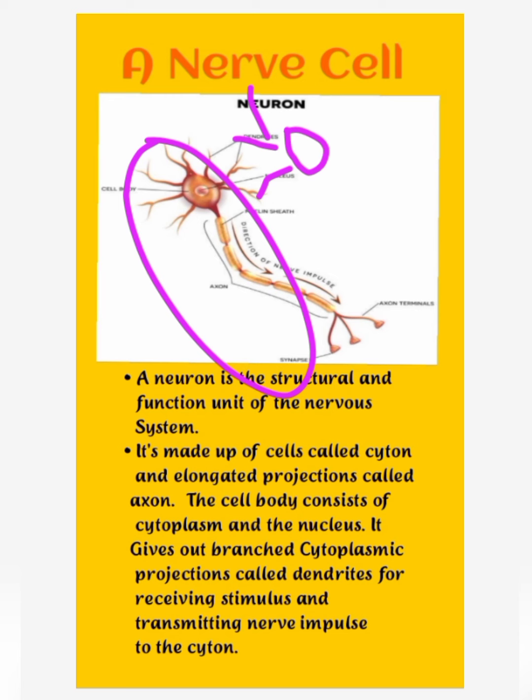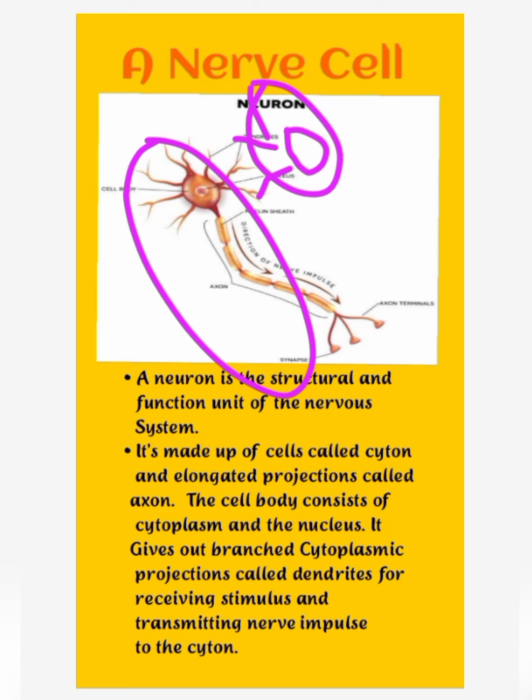So what they do is they receive the nerve impulses from another neuron. Like this is the other neuron, this is the other neuron, and this neuron receives nerve impulses from this neuron, and it transmits them towards the cell body because it is attached to the cell body, it is the extension of the cell body. So it transmits them towards the cell body.